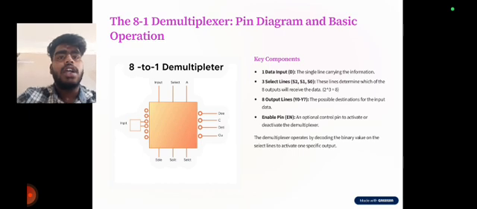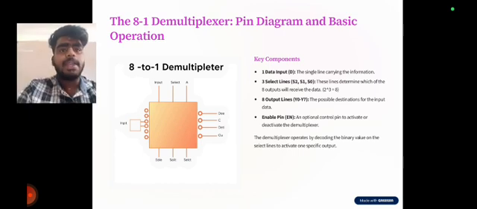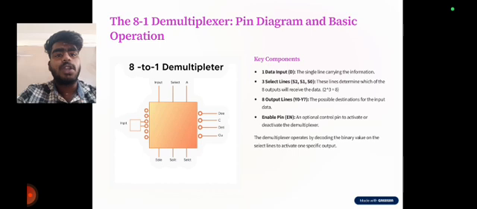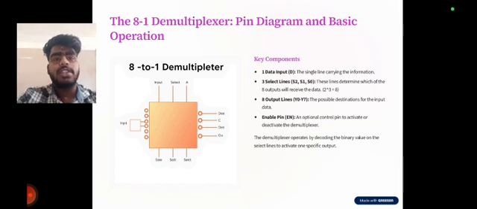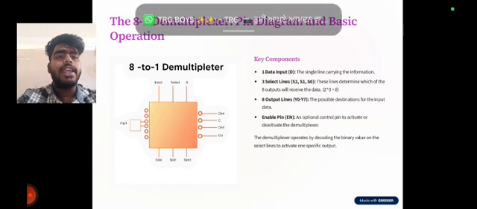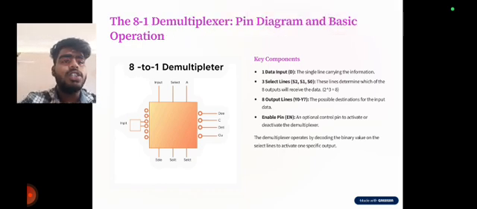Next we are going to see the pin diagram and basic operation. This is the 8 to 1 demultiplexer pin diagram. There is one data line, three select lines S2, S1 and S0, and 8 output lines Y0 to Y7, and an enable pin EN.